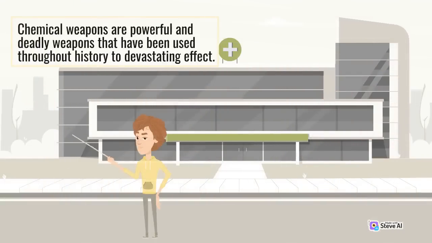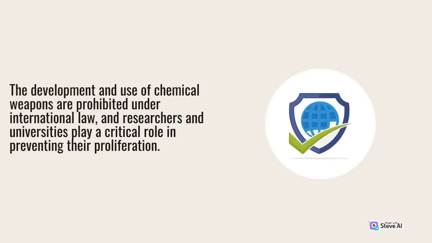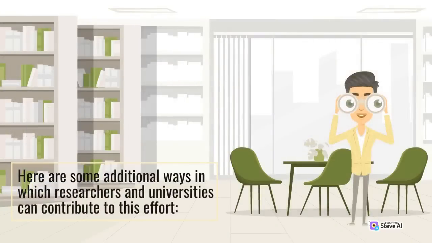Chemical weapons are powerful and deadly weapons that have been used throughout history to devastating effect. The development and use of chemical weapons are prohibited under international law, and researchers and universities play a critical role in preventing their proliferation. Here are some additional ways in which researchers and universities can contribute to this effort.